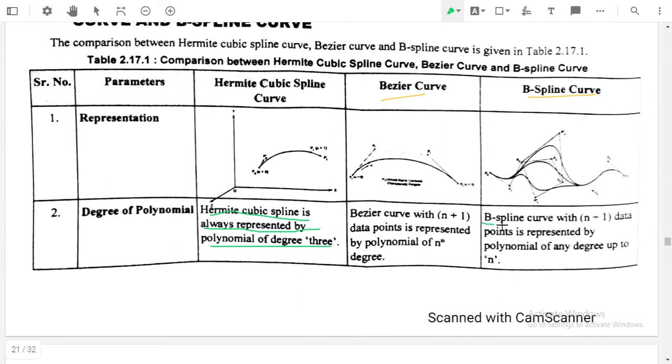And in the case of a B-spline curve with n plus 1 data points, the curve is represented by a polynomial of any degree up to n. Means in the case of a B-spline curve, if there are n plus 1 data points, then the polynomial can have any degree up to n.